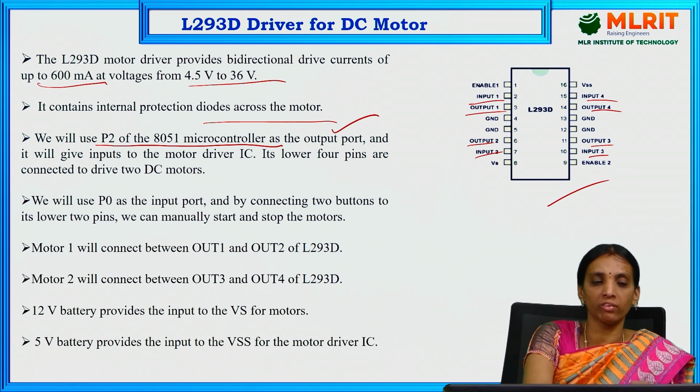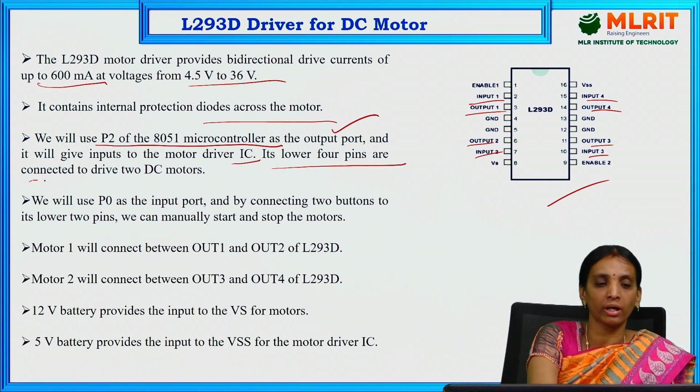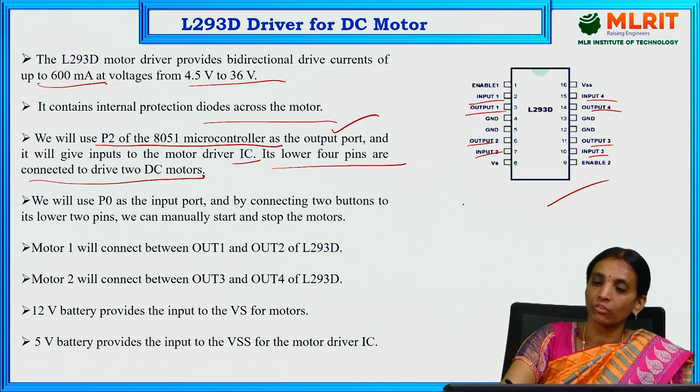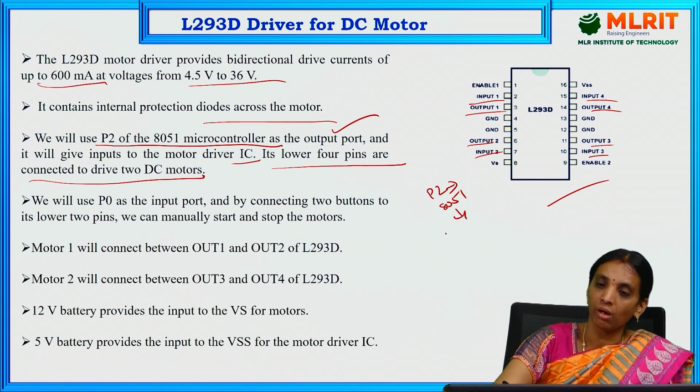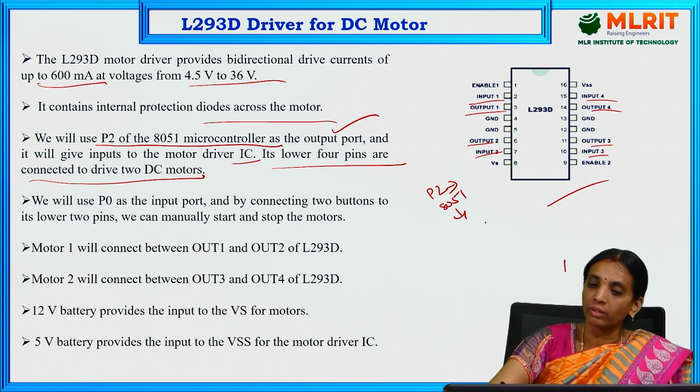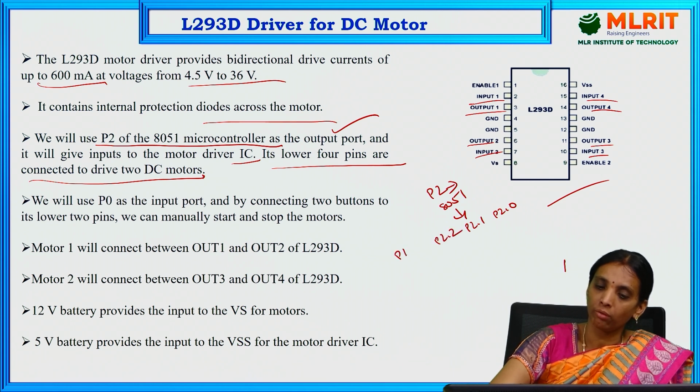So therefore it will give the inputs to the motor driver. Its lower 4 pins are connected to drive the two DC motors. Here the port 2 of the 8051 microcontroller is connected, so here we have the 4 inputs. The lower 4 pins of port 2, that is P2.0, 2.1, 2.2, 2.3.